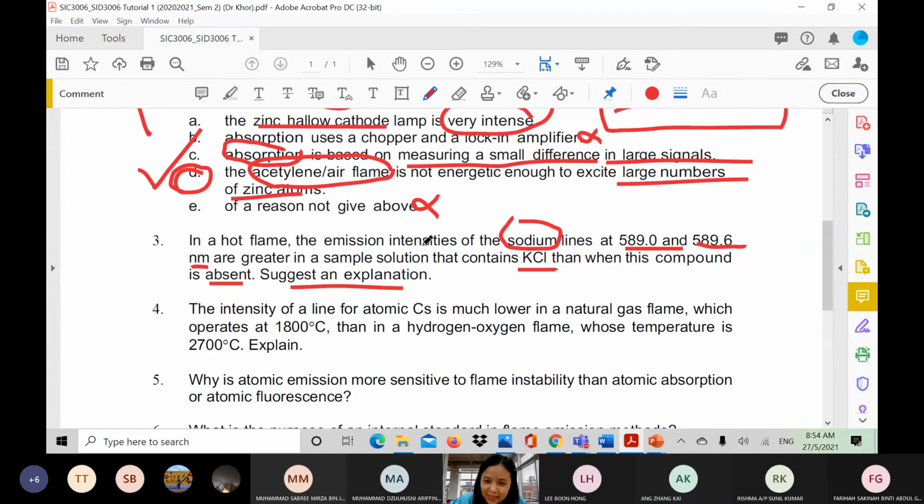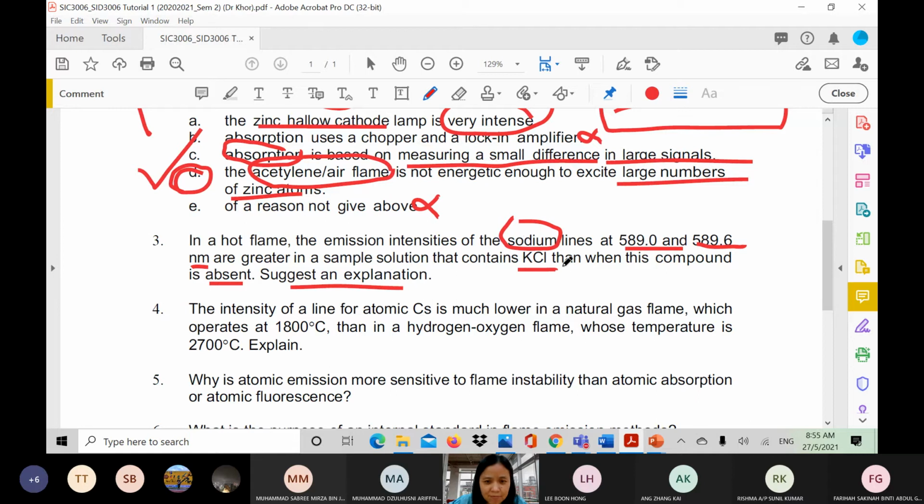So this AES technique, of course, has an emission spectrum, right? The characteristic wavelengths are at 589 and 589.6. These are the characteristic wavelengths for sodium. So we use the AES technique.